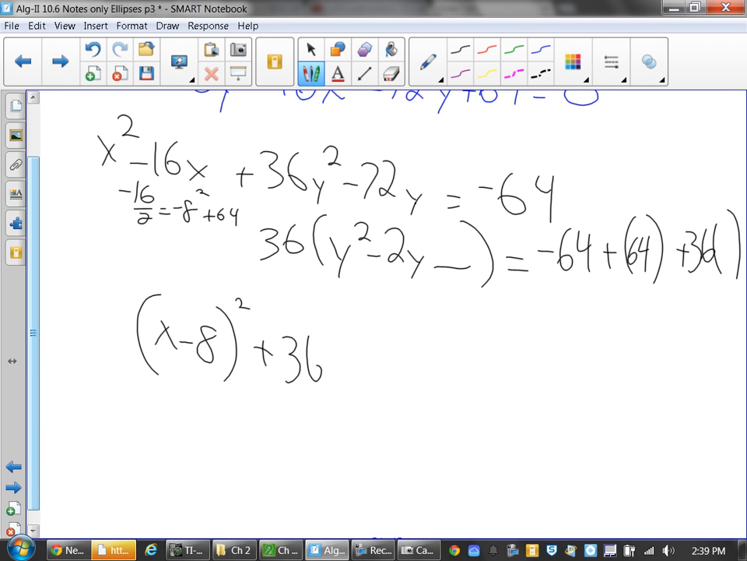This would be a 36. What's half of negative 2? So we have negative 1. I square it, and I get plus 1. So I'm going to add a plus 1 right there. So my term here becomes 36 times the quantity y minus 1 squared equals 36.